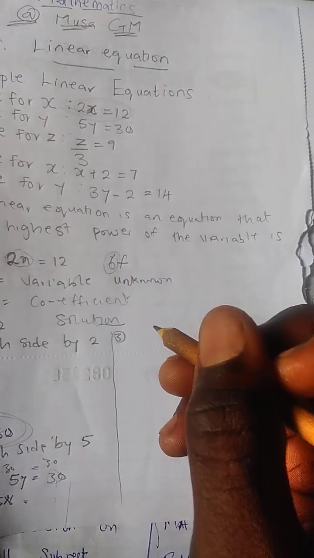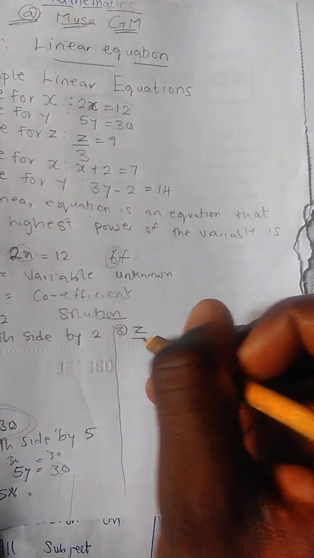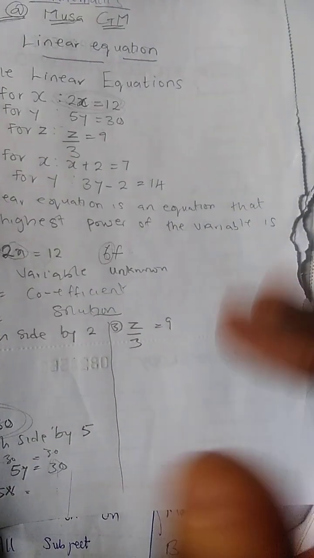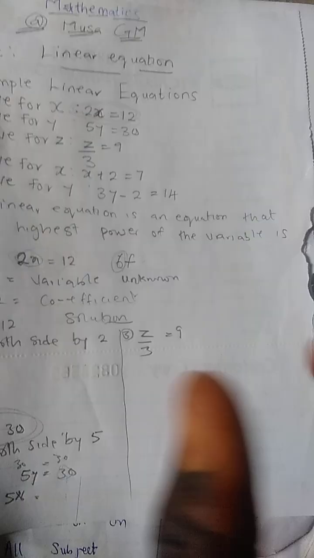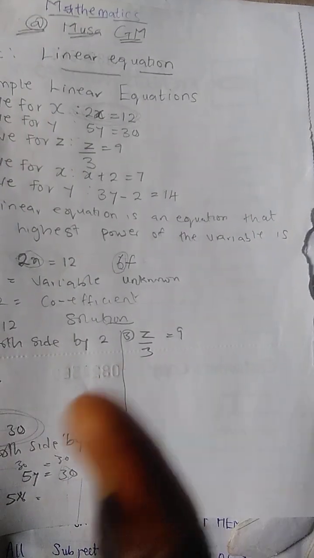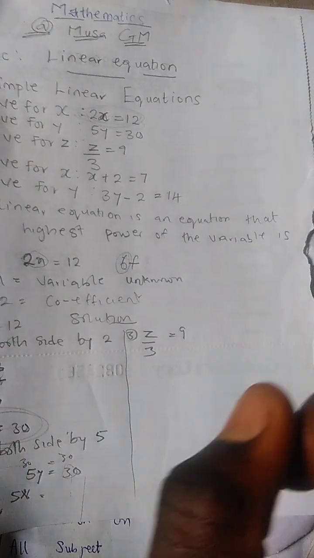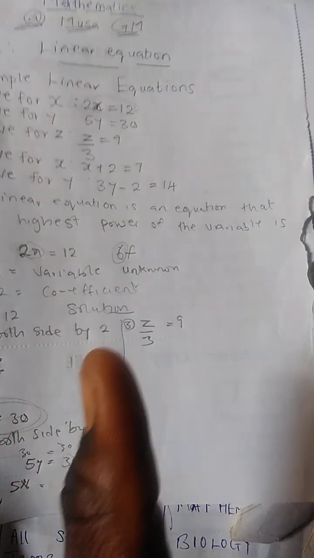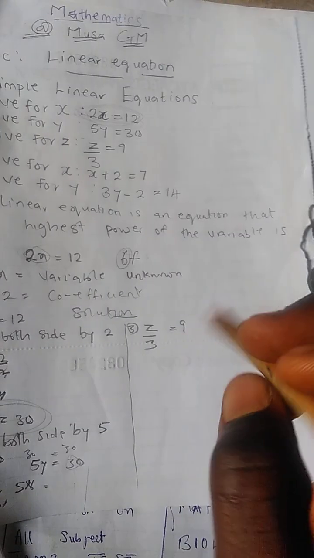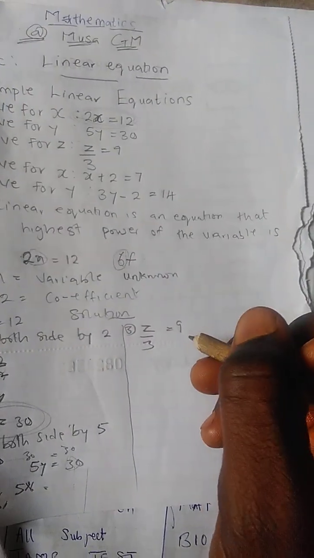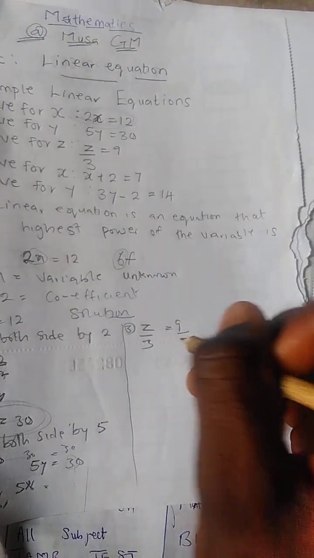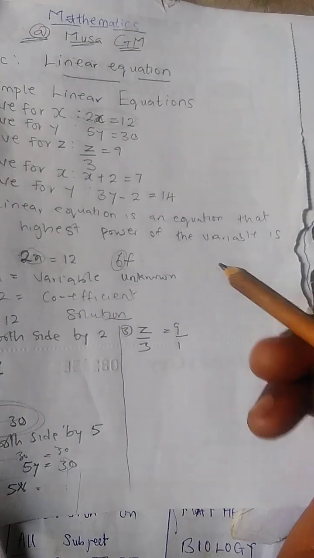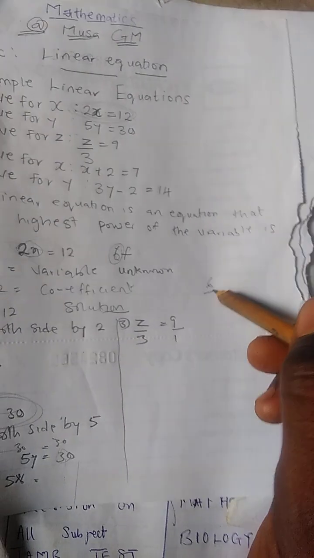They say we should solve for z, and we have z over 3 is equal to 9. In this case, I'm going to tell you one particular rule, because one thing about mathematics is that there are rules and regulations that govern it, and all those rules are what you are going to follow in order to get the questions right. Now, do you know that 9 is the same as 9 over 1? Yes, 9 is the same as 9 over 1. Same as when you have 6, it is the same as 6 over 1.